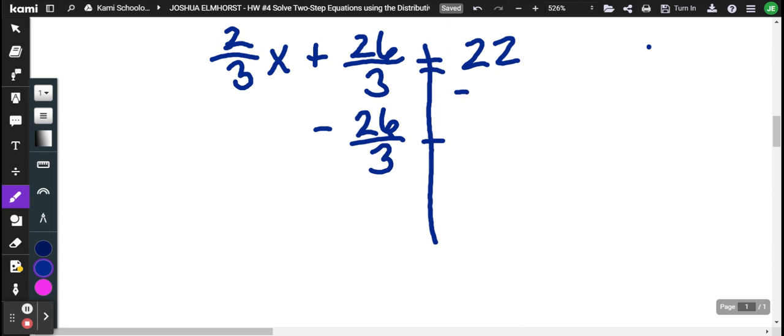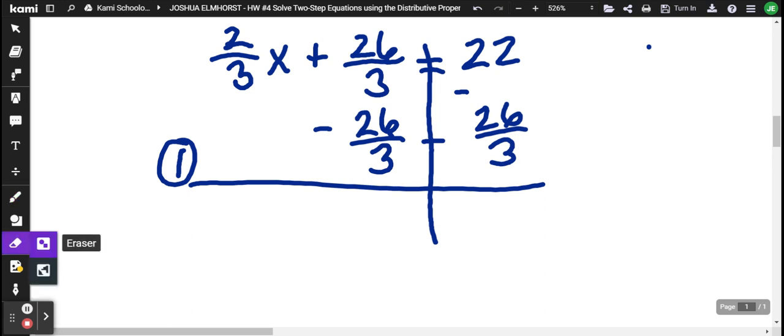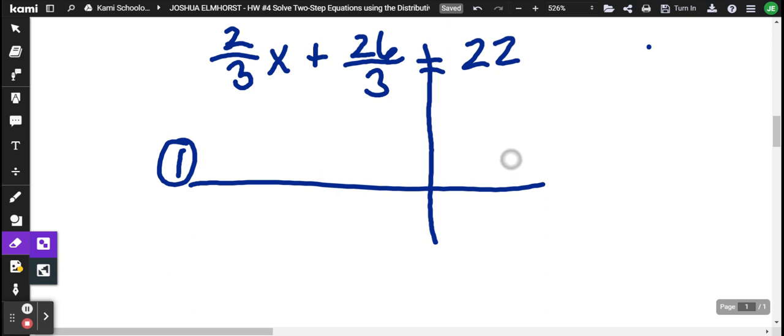And we subtract it from both sides. For step 1. So if we are subtracting 26/3 from both sides, things are going to get a little messy with subtracting 22 minus 26/3. So we're going to back this up and we're going to do something called clearing the fraction.